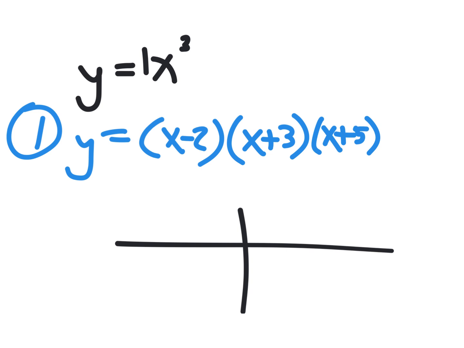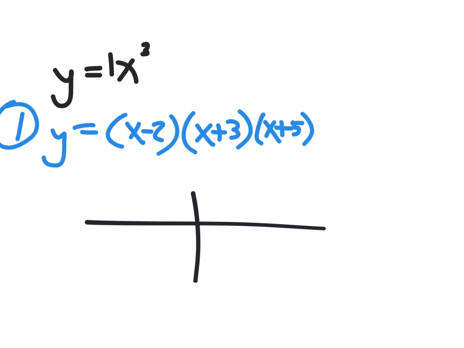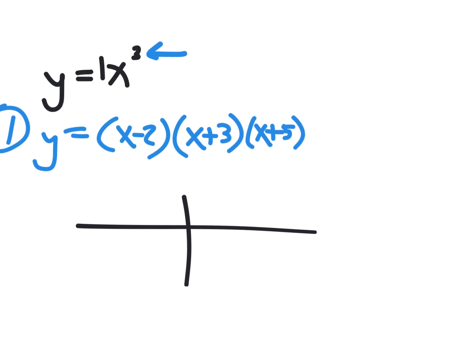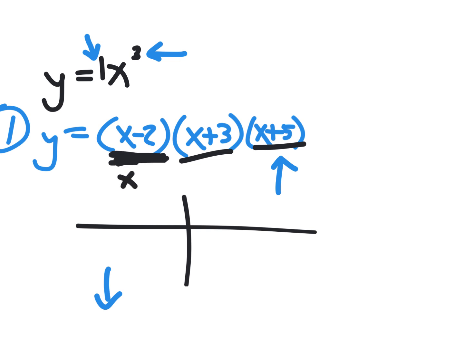Okay, so put in your arrows for which way it ends. Since this is odd, it must end going different directions. Since that's positive, it's going up on the right. And if it's different directions, it must be down on the left. Cool. Then I have 3 dots. One for this, one for this, one for this. What makes this part 0 is x equals 2. What makes this part 0 is negative 3. What makes this part 0 if x was negative 5?